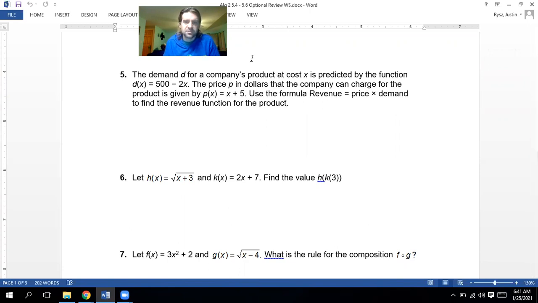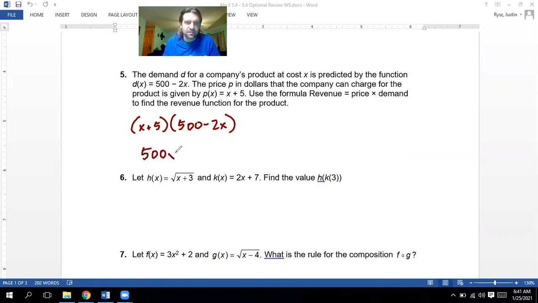Okay, so all we need to do is to multiply these two functions together. That's kind of nice. Actually, very similar to the review problem that we did, except this time I give you the formula here. So the price is x plus 5. The demand is 500 minus 2x. We're going to multiply these two things together. So it's like problem 3.